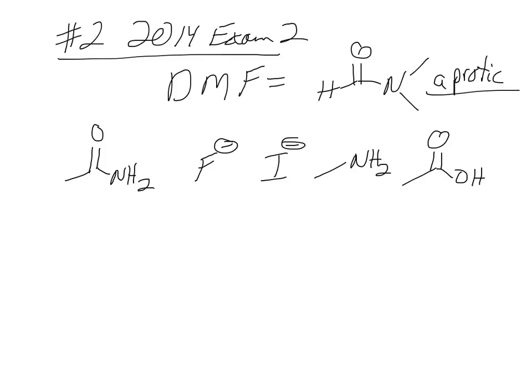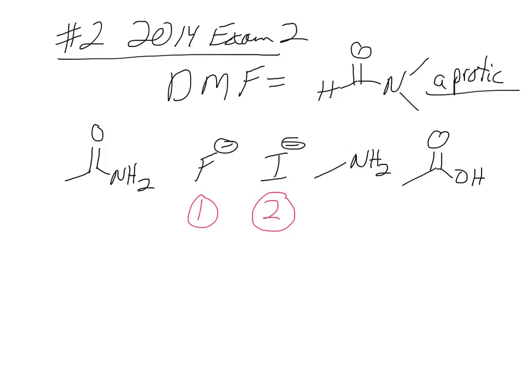But the question is, which one's going to be the better nucleophile in the polar aprotic solvent? Does an aprotic solvent do anything to the nucleophile? Does it hinder the nucleophile in any way, shape, or form? No. So if you don't hinder the nucleophile, which one is the most reactive? F minus is. Why? It's smaller, so it's just going to be the most reactive. So this would be ranked number 1 in a polar aprotic solvent, and then I minus would be number 2.